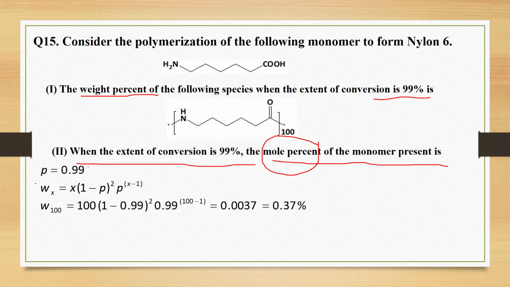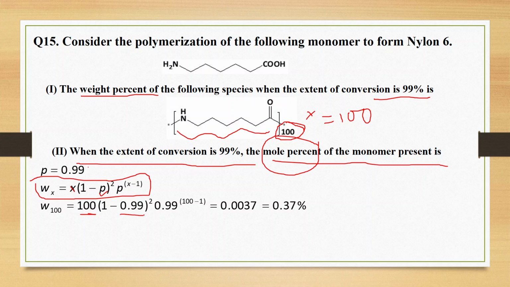Okay, so I was talking about this formula where the weight fraction or weight percentage is directly related to the conversion like this. They have said it is 100, that means there are these repeating units, it is repeated 100 times. So our value for x in the first case is 100. Now we have to put 100 in place of x. You already know the conversion percentage, that is 99%.